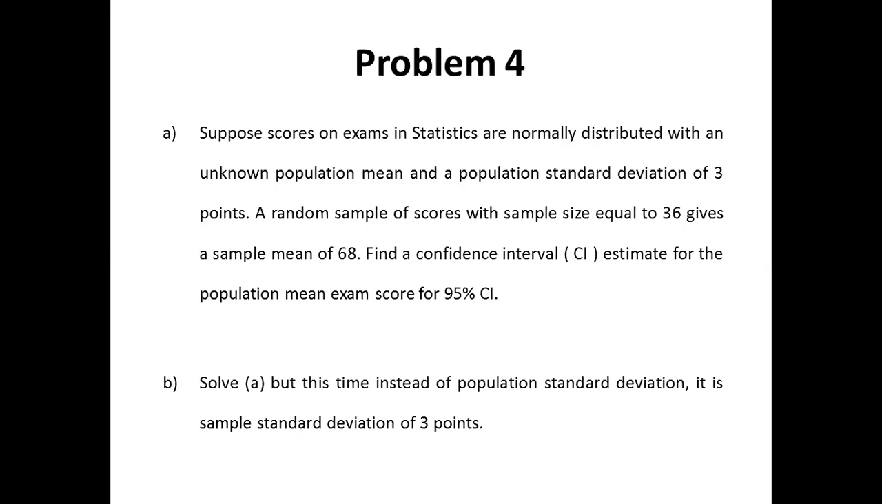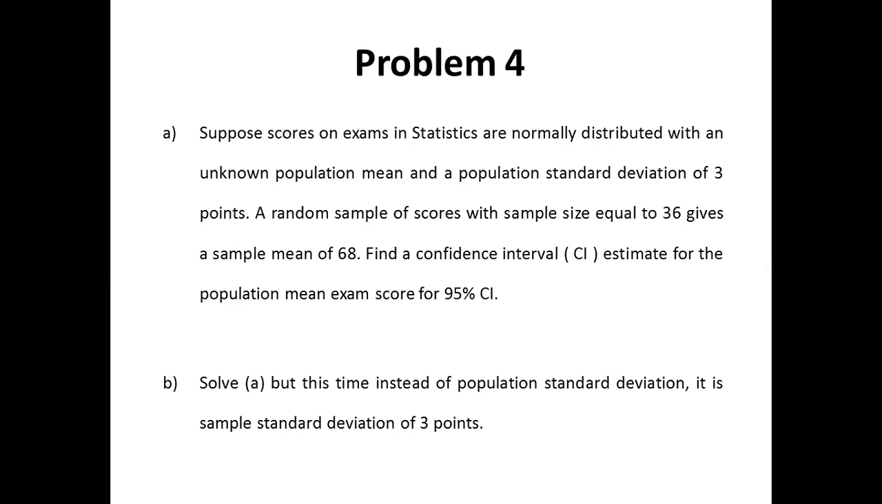In part A, the data set is this: we have a population standard deviation of 3, a sample mean of 68, and a sample size of 36. In part B, everything remains as it is, but the population standard deviation has been replaced with the sample standard deviation. We have to do all this calculation at a 95% confidence interval. Remember, CI is for confidence interval.